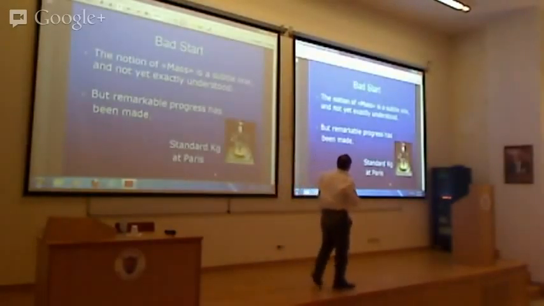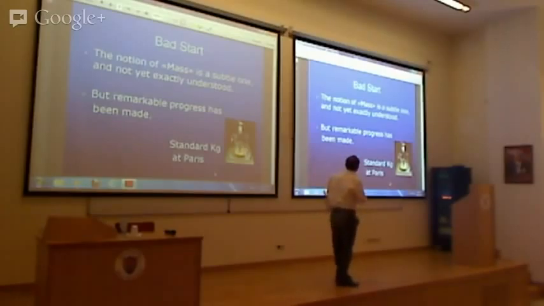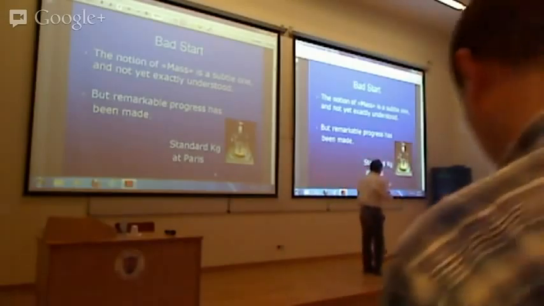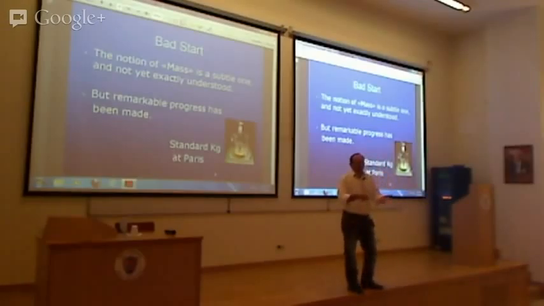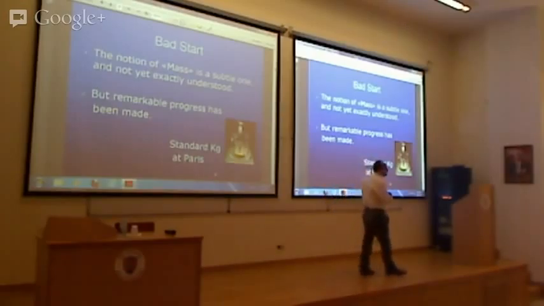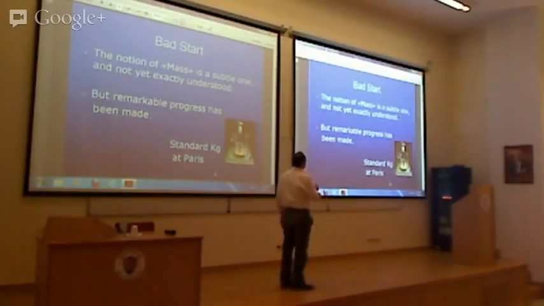I will start with a vast stuff, in fact. The notion of mass is a very subtle one and not yet exactly understood, I mean, even today. Okay? Now, what remarkable progress has been made? Well, mass really, for all practical purposes, mass is this thing, 1 kilogram at Paris. Okay, that's what it is. So, there is no other practical definition that we can do. But I think we can understand, right now, the mass of this object in terms of quantum mechanics. Okay? So, that is what I'm going to talk about.